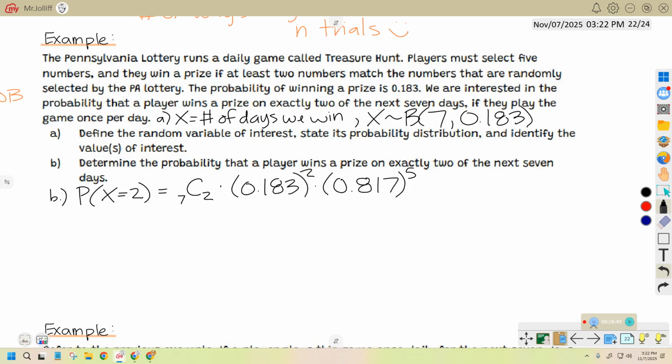On my calculator, I know to pull up that nCx, that 7C2, I'm going to go math, prob, and choose option 3. So math, prob, 3, it's going to give you spots to enter the 7 and the 2, right? And then the rest: probability squared times probability to the 5th.